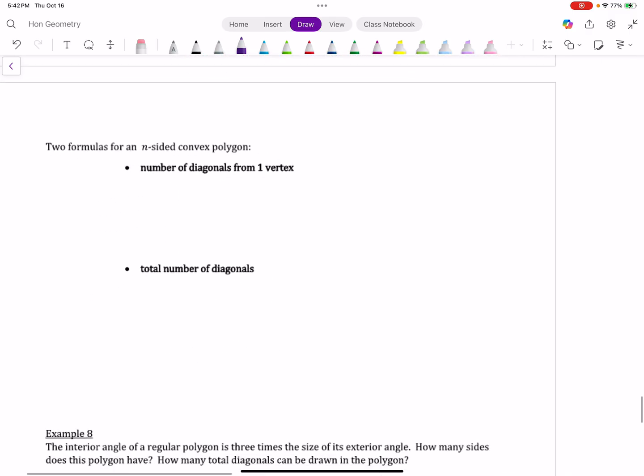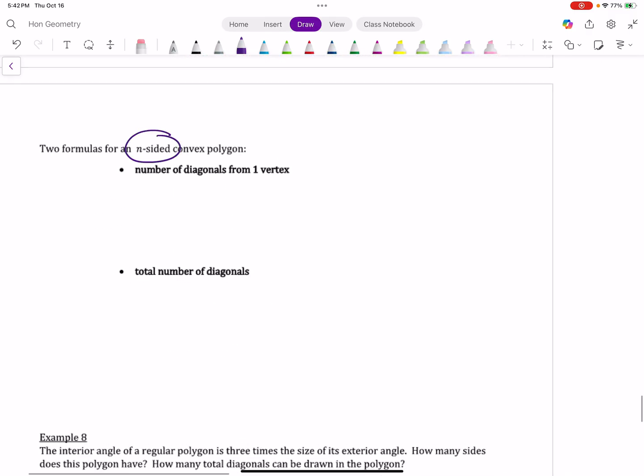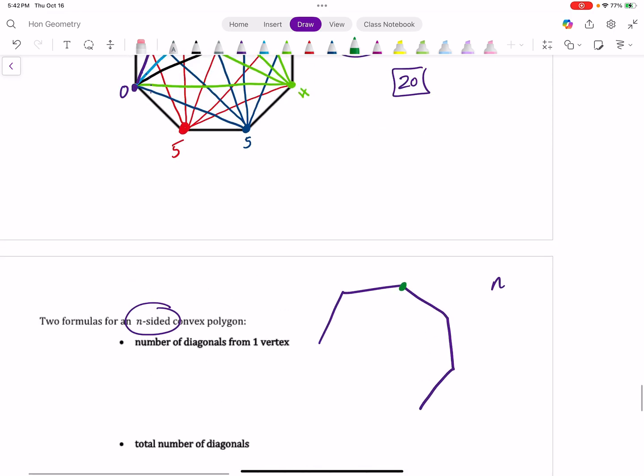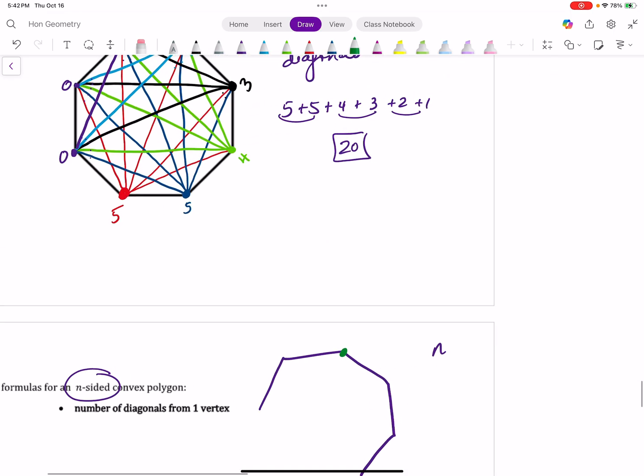So let's say I've got just n sides. I don't know how many, there's just n of them. And you're picking a random vertex. How many different diagonals can you draw from that vertex? Well, remember what happened up here when we had our 8 sides. Let's do one with 6. 1, 2, 3, 4, 5, 6.